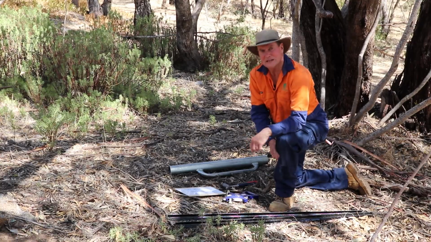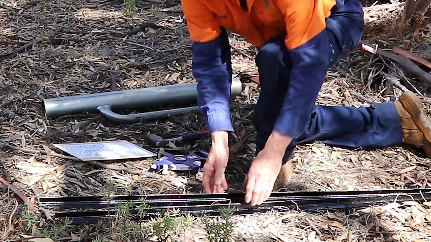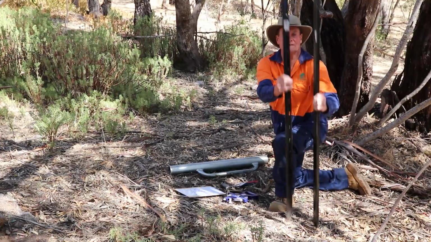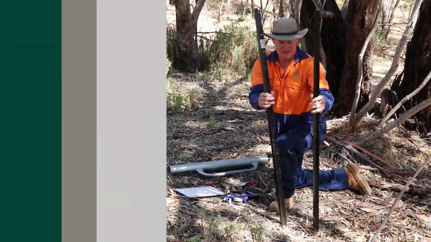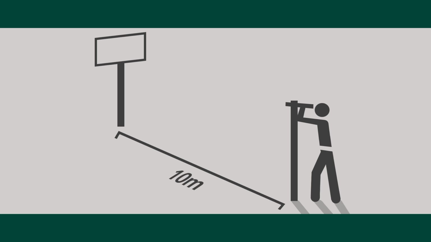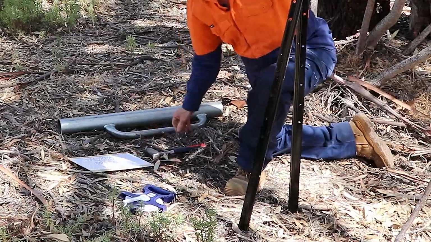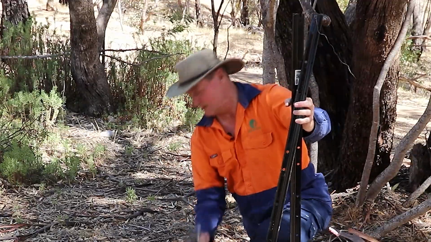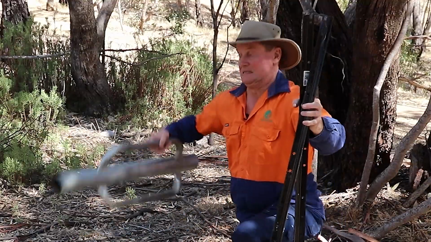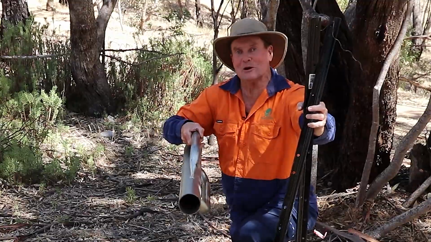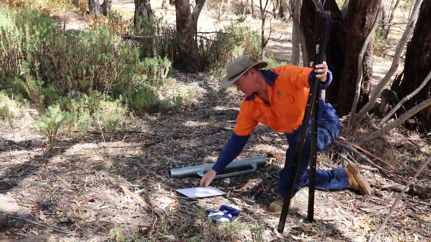The equipment that you'll need to set up your Photopoint monitoring are a couple of posts. In this case, I've got star droppers. What we do is we set one up at the end where you're going to take the photo, and the other one about 10 metres away as the sighter post. You need a tape measure to measure out your 10 metres. We use either a club hammer or a star dropper knocker inner to knock the posts in.